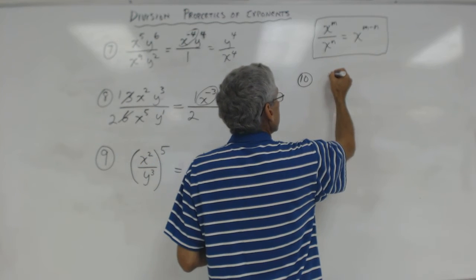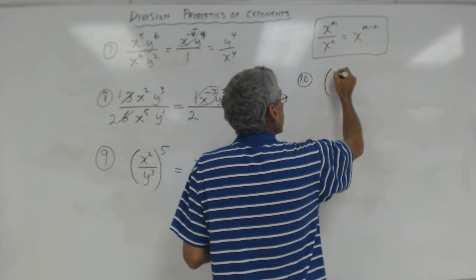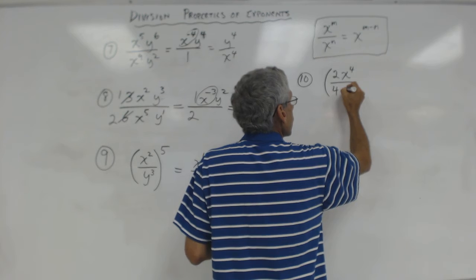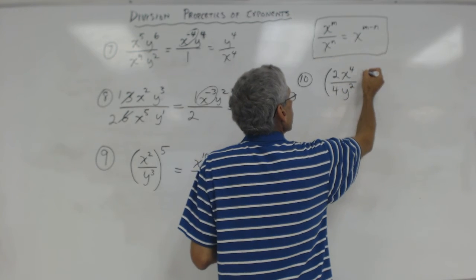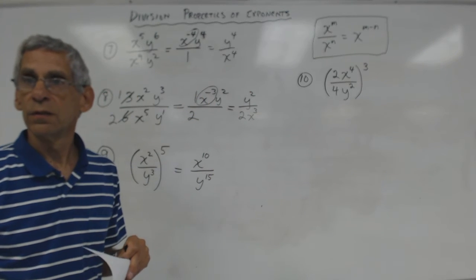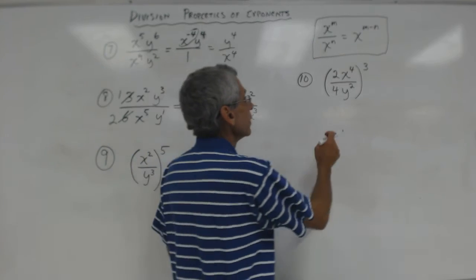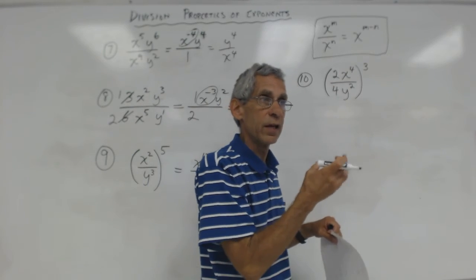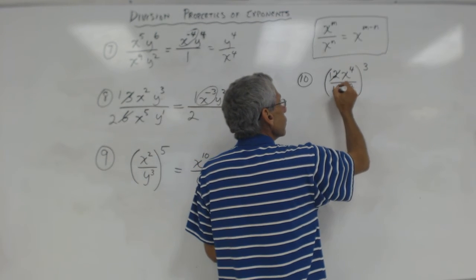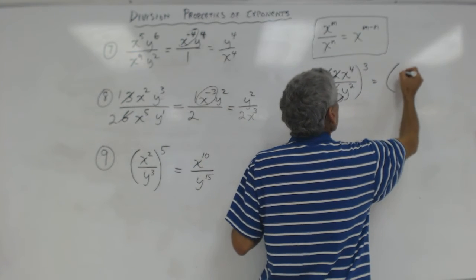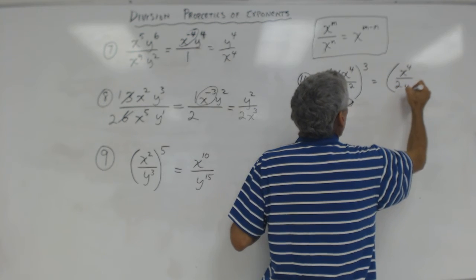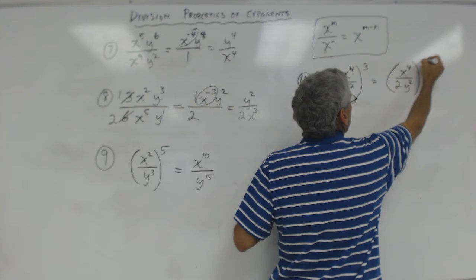How about I did 2x to the 4th over 4y squared, cubed. What would I do first? Simplify coefficients. PEMDAS says do what's inside, whatever you can do inside the parentheses first. 2 goes into 2 once. 2 goes into 4 twice. So that gives me 1x to the 4th, or just x to the 4th, over 2y squared. You with me? And then I'm going to cube it.